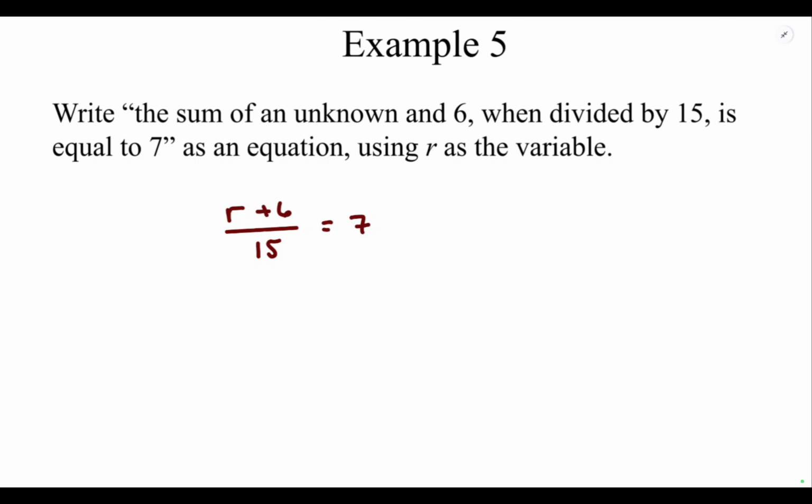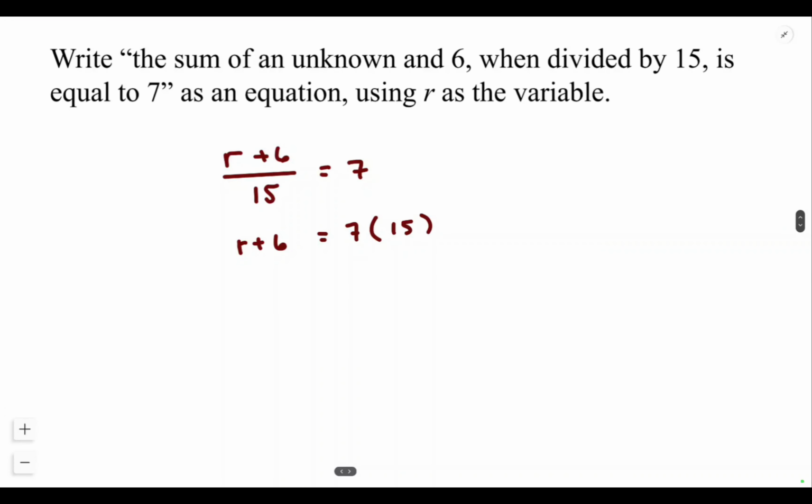Now, if I want to get rid of division, I have to do what? Multiply. So I'm going to have r plus 6 is equal to 7 times 15. Now, what is 7 times 15? Put that in the calculator. What's 7 times 15? Oh, 105.